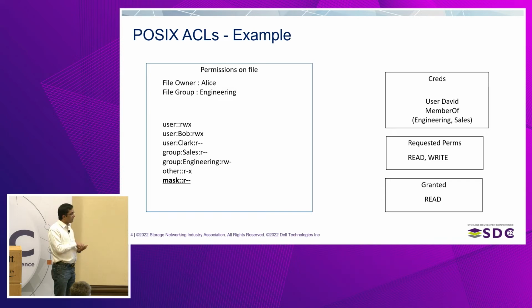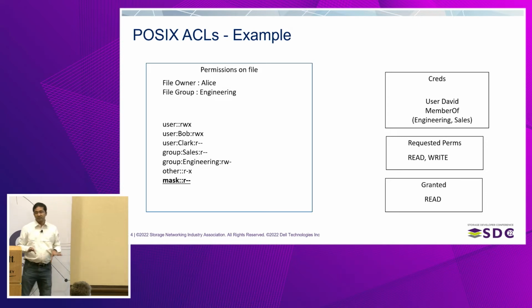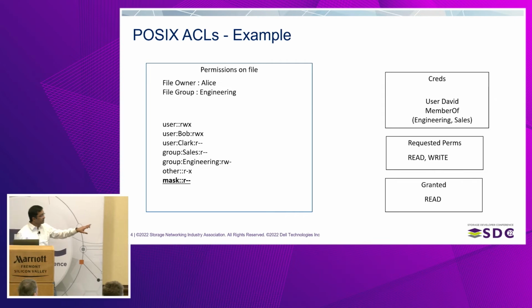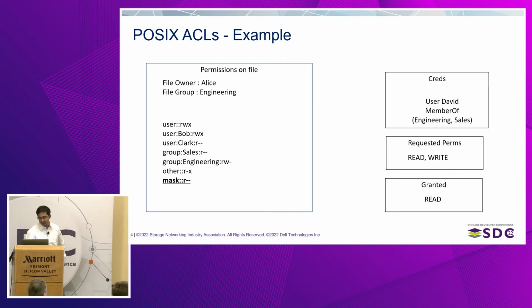Because the mask, as I mentioned earlier, is the upper bound of the permissions that can be granted to every named user. In this case, Bob and Clark and sales and engineering are all included, and will only get read, no matter what permission they have in the ACL, right? Another thing to note here is that the file owner and other are not impacted by the mask case in any way. It only applies to all named users and every group, including the file group.